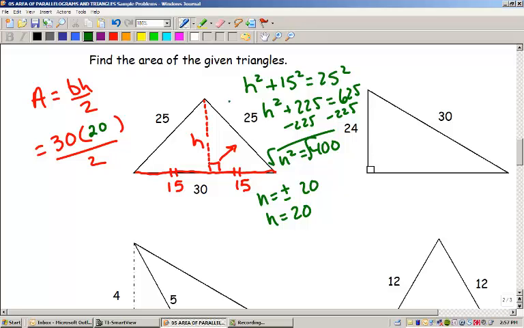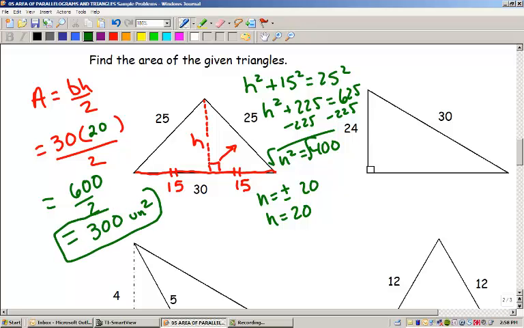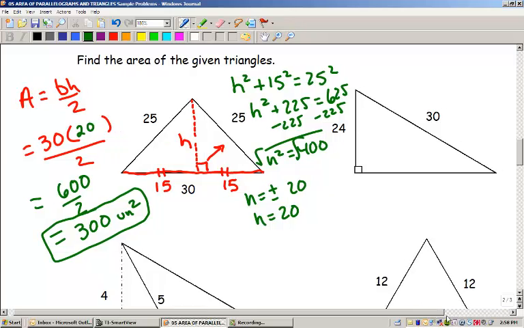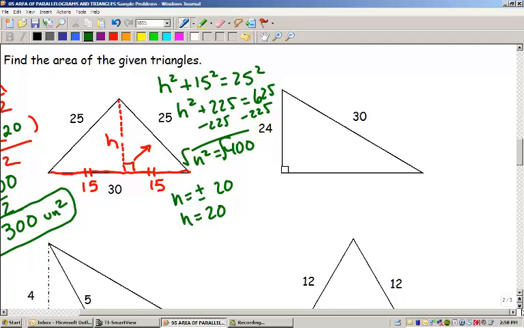So I throw the 20 in here. Now I just have to be careful. The 30 times 20 on the top is 600 divided by 2. So my final answer is 300 units squared. And there you have it. So there we had to do a little Pythagorean theorem to help us figure out the problem. Let's take a look at the next question. Now the next question is talking about finding the area of this triangle here. And it is a right triangle.